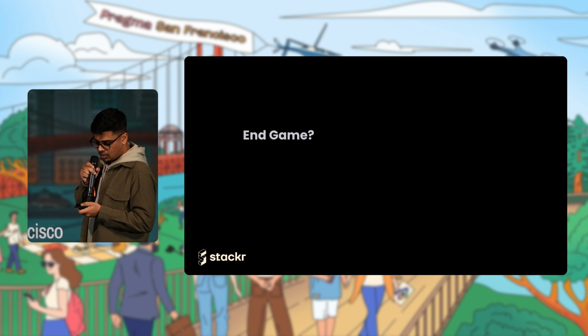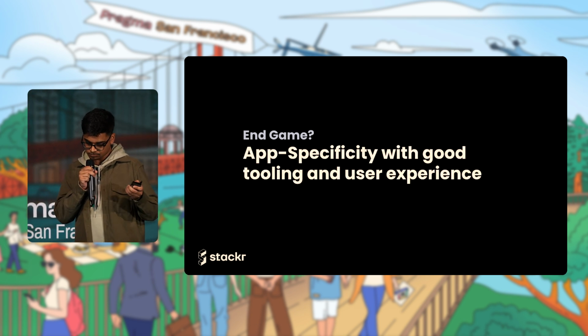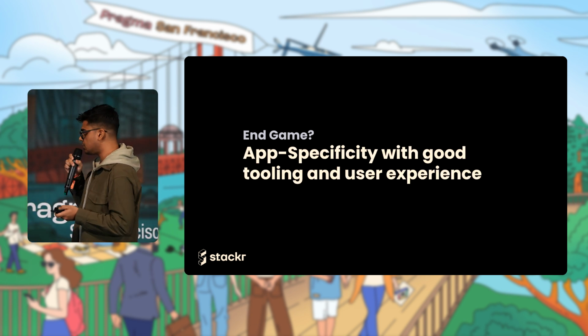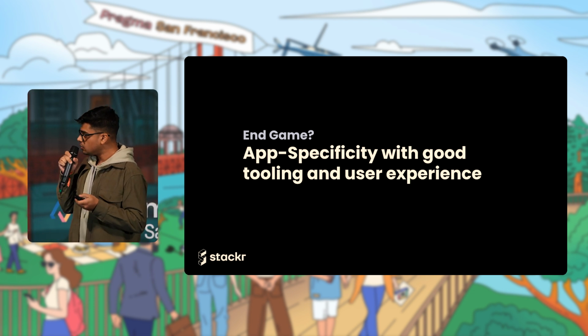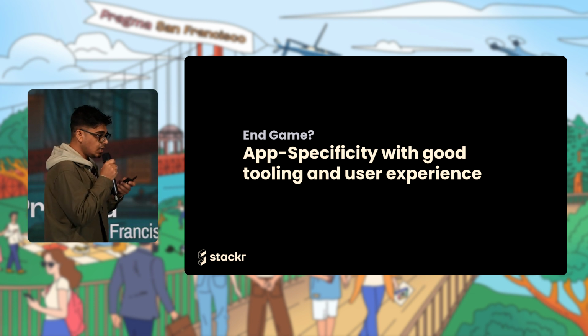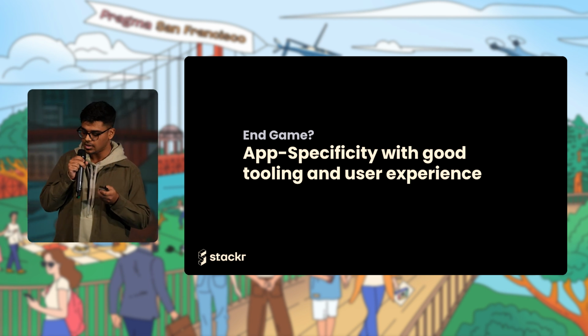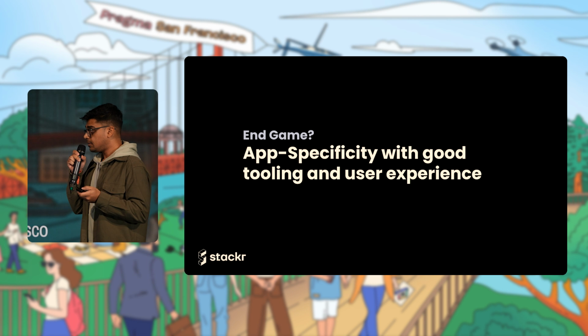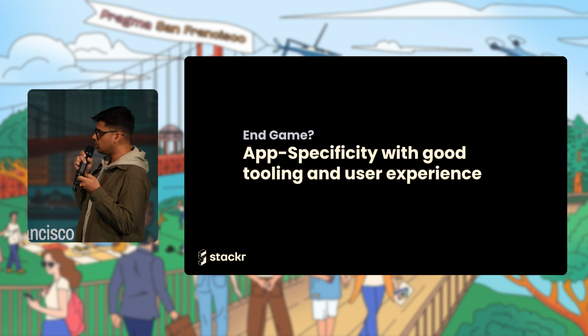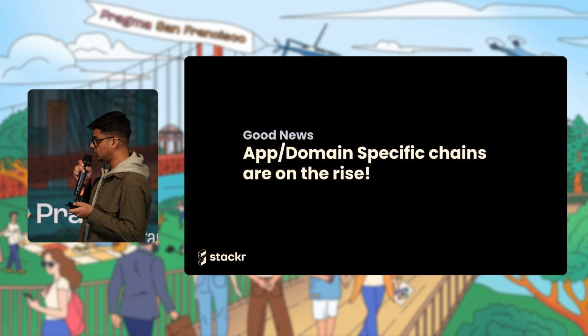Is there an end game? I would say that the end game is nothing but app specificity with good tooling and user experience. You can get to a point wherein the app-specific things don't feel very disconnected. You create a good ecosystem around it, and then you create a good set of tooling around it, and the community just comes together and builds something good. This way, the apps don't feel disconnected. You still have a good amount of things going on. It's efficient, it's customizable, and you can do whatever you want with it.